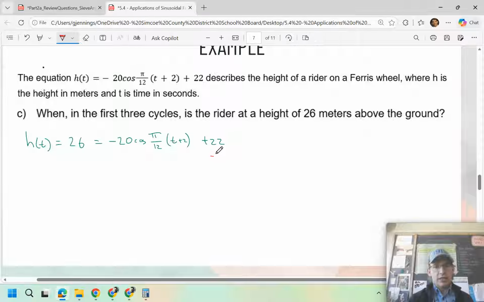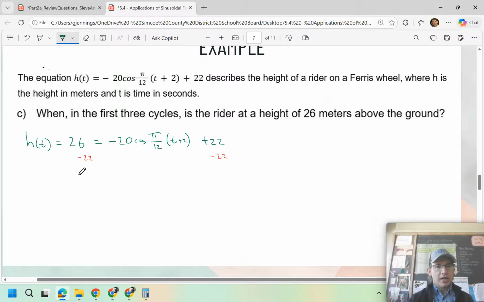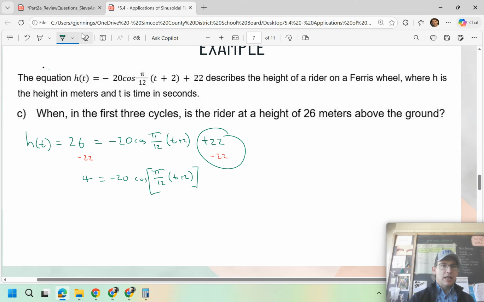First layer that I'm going to take away is the loosest. Take away that addition and subtraction. That's pretty loose. So we subtract that from both sides and we get 4 is equal to minus 20 cosine of pi by 12 multiplied by t plus 2. That's the argument of cosine, so I'll put it all in big brackets so that that's clear. And this is gone. It became 0, so that's gone. Next layer that's the easiest to peel away is the multiplication, so we're going to divide both sides by 20.